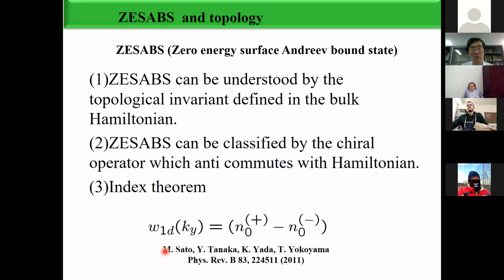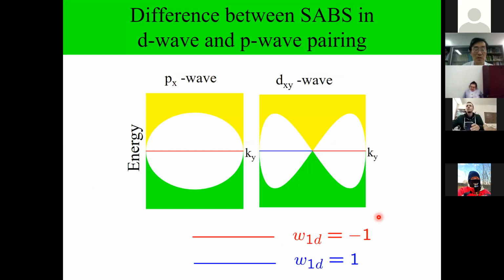Zero energy surface Andreev bound states can be understood by the topological invariant defined in the bulk Hamiltonian, and can be classified by the chiral operator, which anti-commutes with the original Hamiltonian. We can show that the index theorem is actually satisfied in the surface state problem of a D-wave superconductor. So the image is like that.